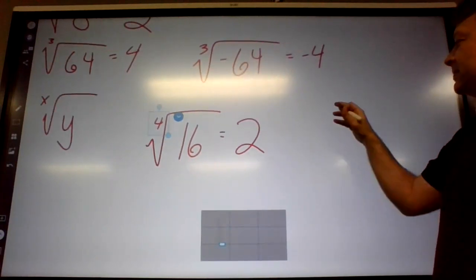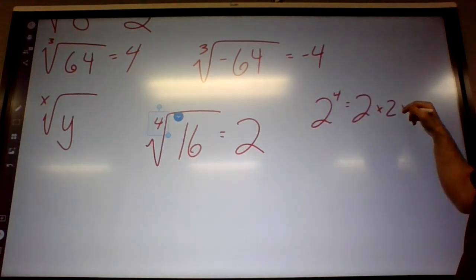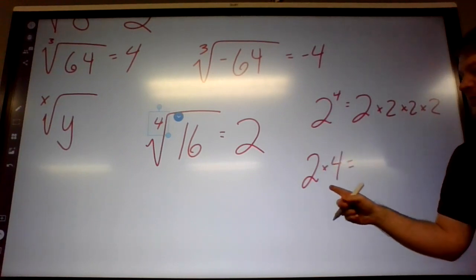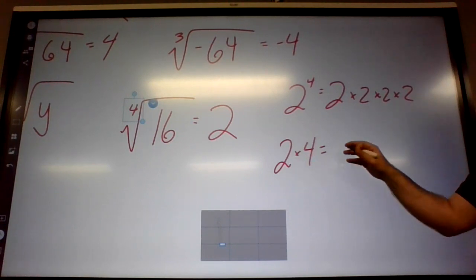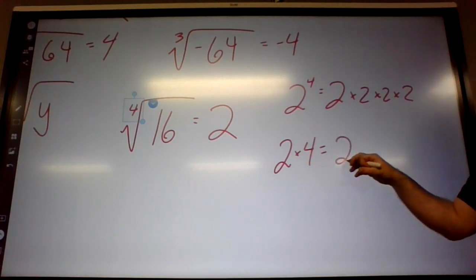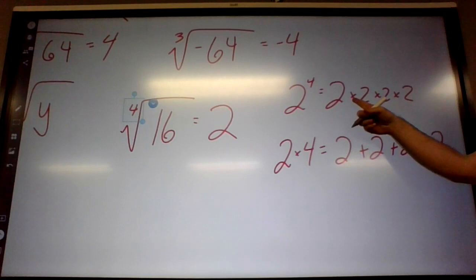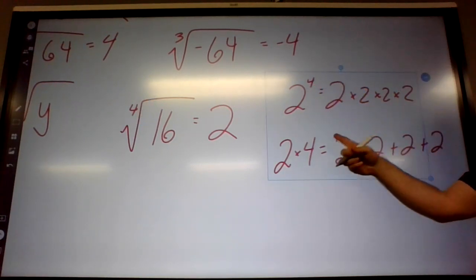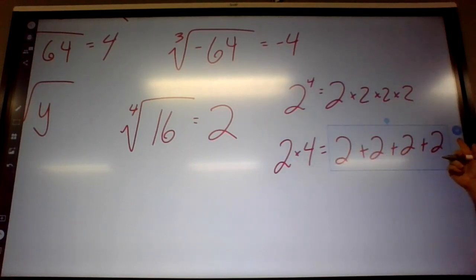Okay. Maybe I should stop them. 2 to the 4th is 2 times 2 times 2 times 2, right? What's the difference? What is 2 times 4? What does it mean? It means 2 plus 2 plus 2, adding 4 2's together. Okay, this is the difference. Exponents tell you how many times you multiply that number together. Multiplying tells you how many times you add the number together. That's the difference.